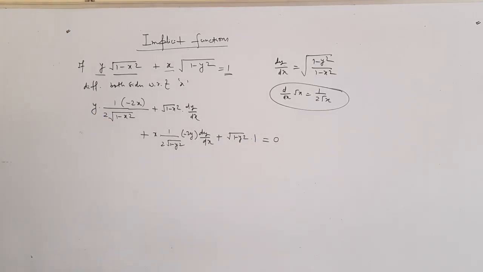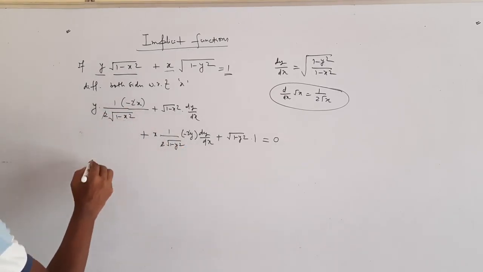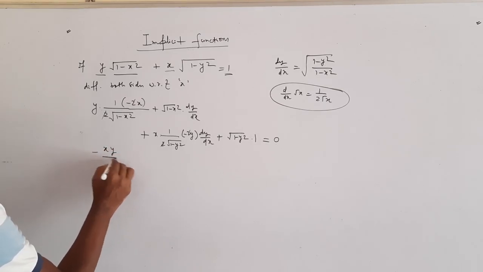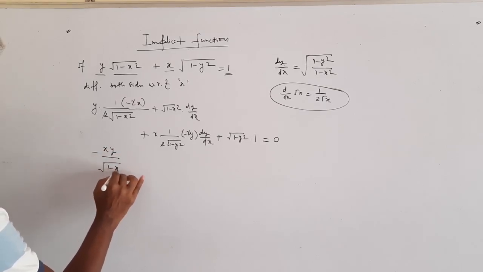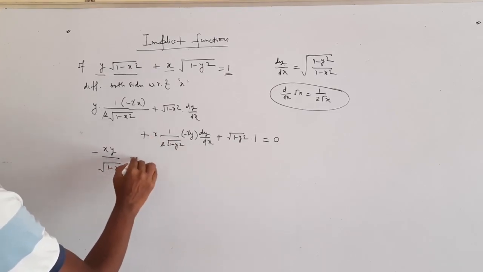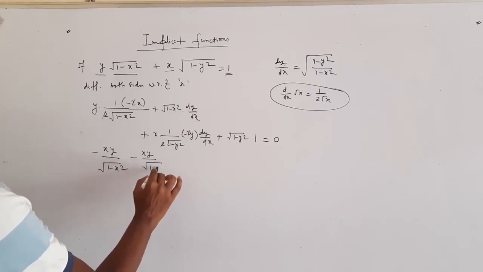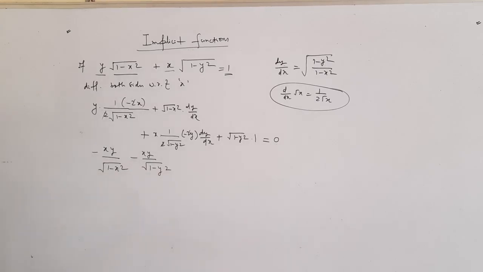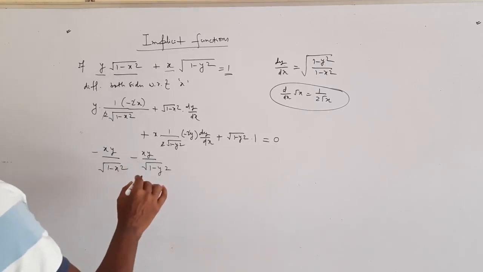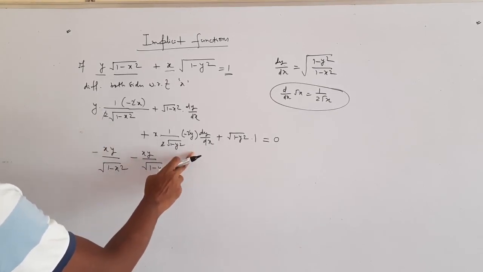Now I'll keep the dy by dx terms together and try to find out what better we can do. So here this part you can see 2 cancel 2, 2 cancel 2, this is minus. So minus xy over under root 1 minus x square, plus again it is minus xy over under root 1 minus y square, and this term and then this term.